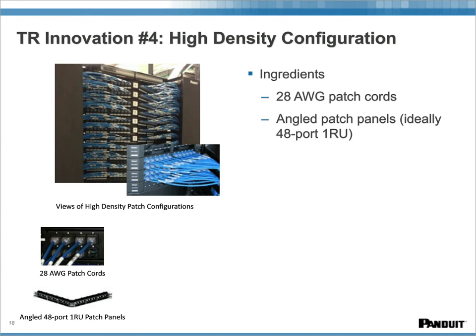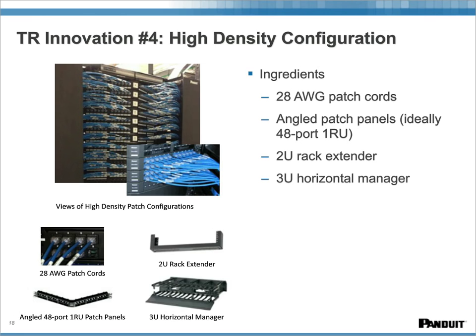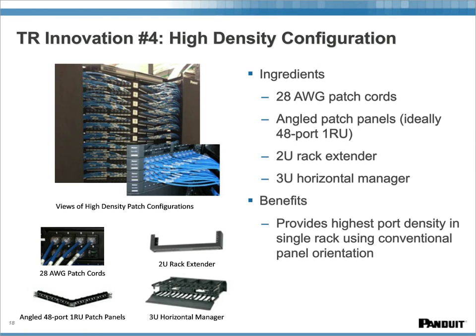Certainly the angled panels that we discussed, and possibly, as I mentioned, a 2U, or it could be even up to 4U rack extender that would go on top of the cabinet or the rack. And finally, a horizontal manager that, in the case we looked at, a 3U would be the appropriate size. The benefits here, as we started with, it provides the highest port density in a single rack using conventional panel orientation.